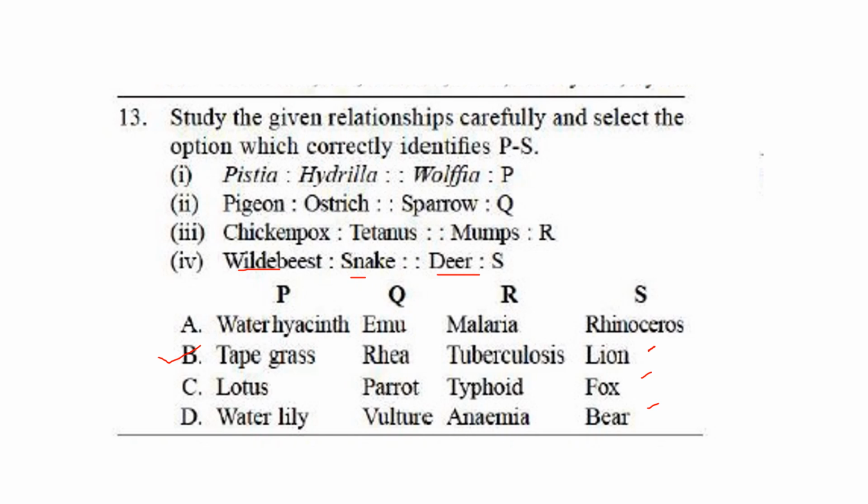Let's check for option 2. Pigeon and sparrow both are flying birds while ostrich and rhea are flightless birds. So answer is option B.